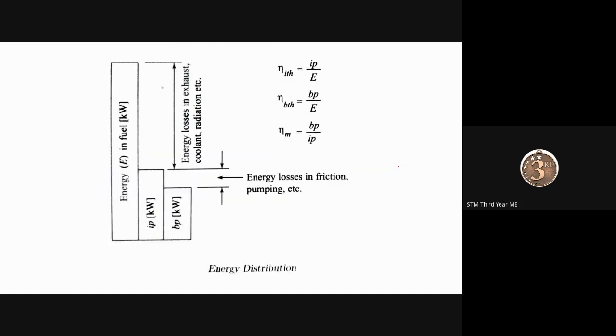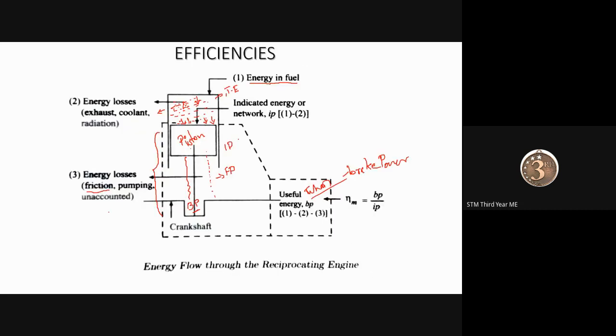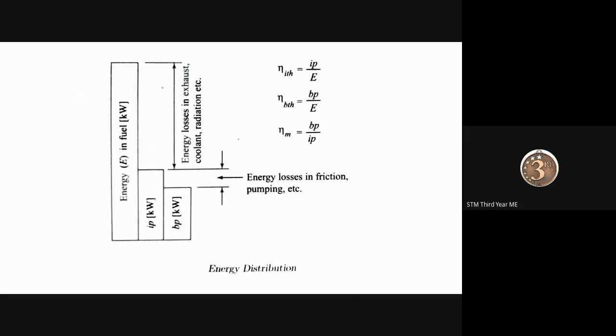Next, the same thing here. This is our particular diagram, and the representation of this comes from this diagram. If you copy down that figure, you can add all these points: the energy in the fuel, then IP and BP, and the losses happening in the particular sections.